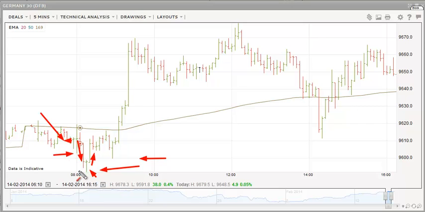And if you'd gone long here, as I did in fact, you got a really close stop of 10 pips. Now I was a bit slow actually yesterday. I didn't get in until 9,610, so my stop was 20 points. And of course this makes a huge difference when it comes to size.